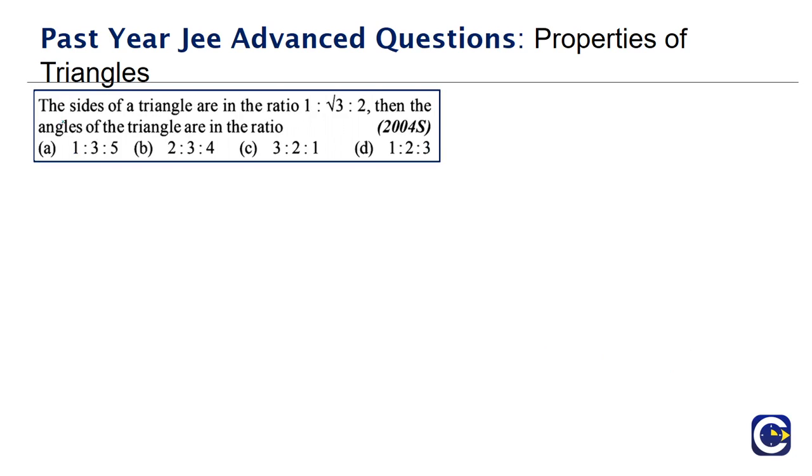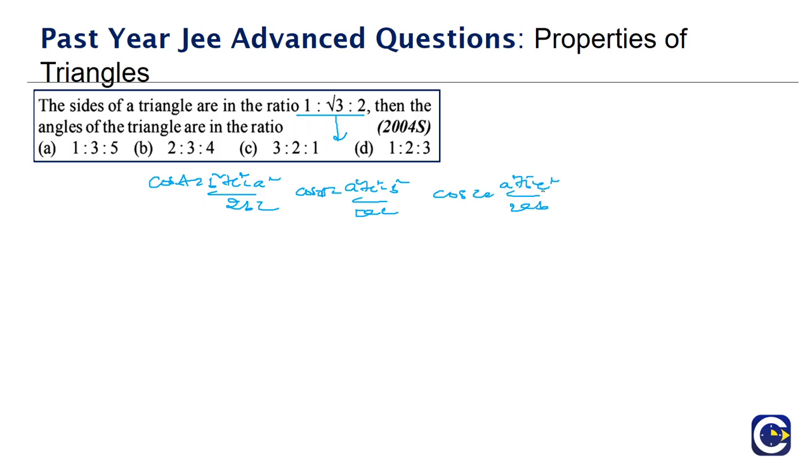Moving on to the next question. The sides of the triangle are in the ratio 1 : root 3 : 2. Then the angles are in the ratio. For any question where they give sides and want us to find the angles, the basic thing we do is go for the cosine rule. Cos A is equal to b square plus c square minus a square by 2bc. Cos B is a square plus c square minus b square by 2ac. Cos C is a square plus b square minus c square by 2ab. So if you find these angles, you'll get the required answers.